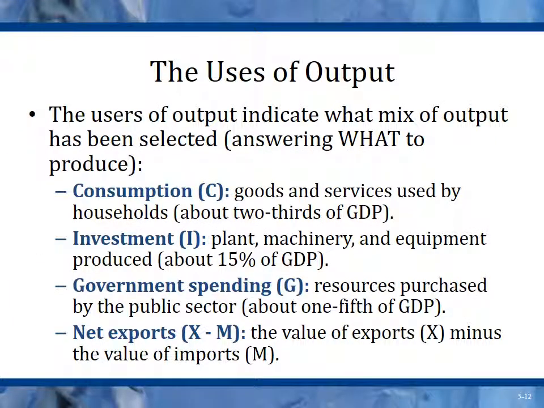The uses of output. The users of output indicate what mix of output has been selected. So this is answering that original question, what to produce. Consumption, goods and services produced by households. This is about 2/3 of our GDP, household production. Investment, plant, machinery, and equipment produced, about 15% of GDP. Government spending, resources produced by the public sector. This is about 1/5 of GDP is government spending.